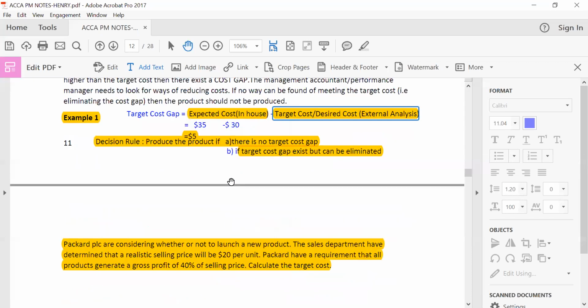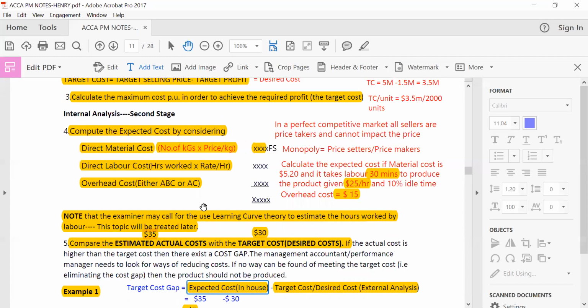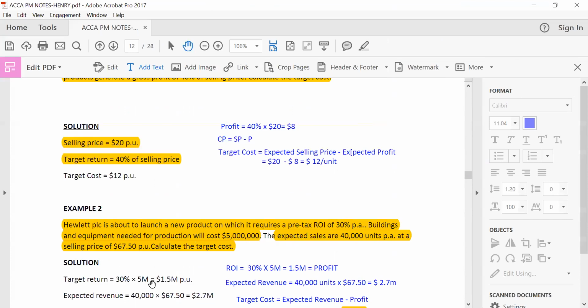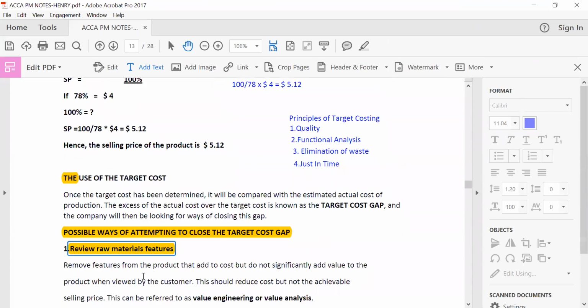So technically, we are talking about the in-house costs. Those in-house costs that we came out with, right? In the case of here, we said the direct material cost, direct labor cost, overhead cost. If you can come out with any strategy to reduce any of these elements, it is an answer to eliminating the target cost gap. So the first bit I'm starting with is the issue of what?